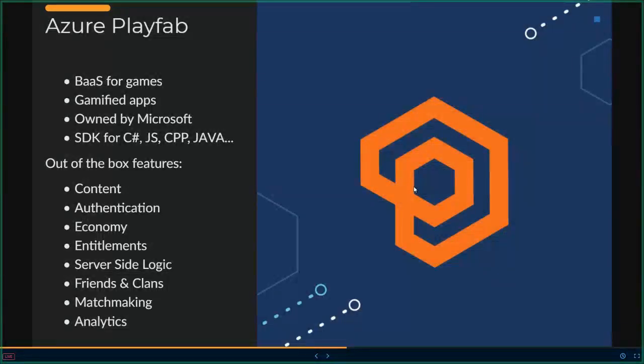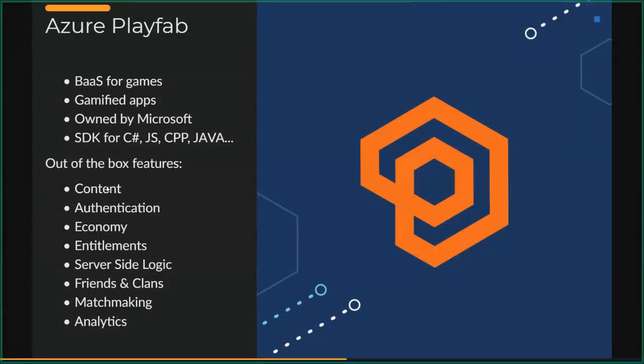PlayFab is a backend as a service for games. It can also be used to create gamified apps. It's owned by Microsoft, and it has SDKs for different technologies. Some of the features PlayFab handles are content, authentication, the economy of the game, entitlements, and server-side logic. You can add features like friends and clans, matchmaking, or analytics.